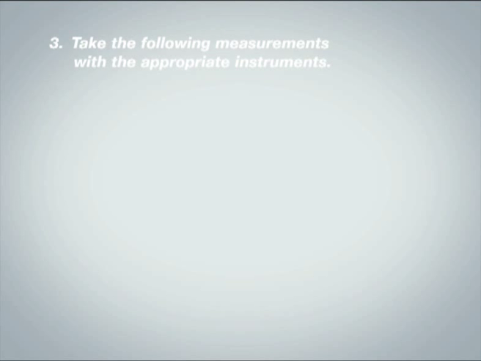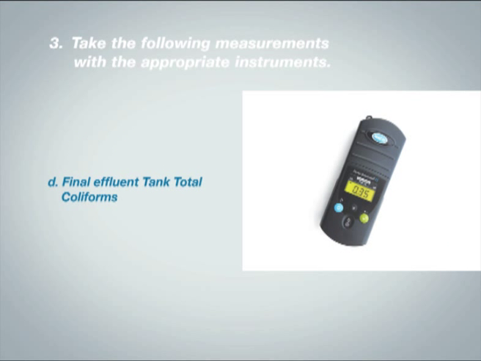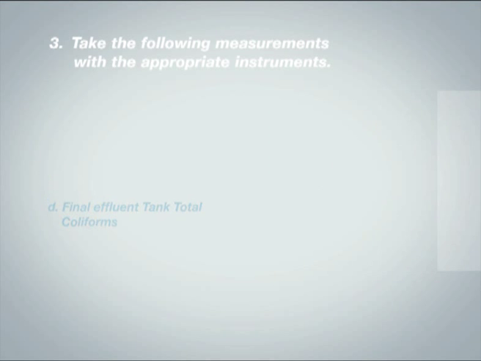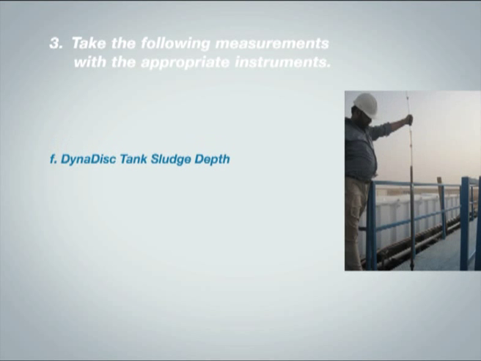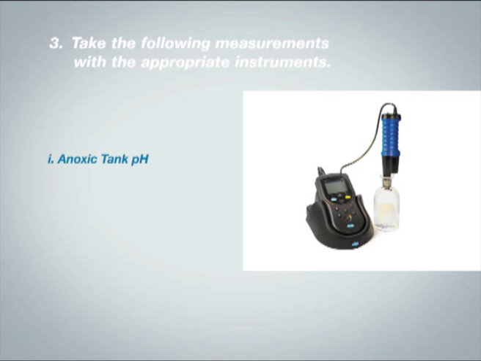3. Take the following measurements with the appropriate instruments. A. Final effluent tank turbidity. B. Dynadisc tank turbidity. C. Clarifier turbidity. D. Final effluent tank total coliforms. E. Final effluent tank residual chlorine. F. Dynadisc tank sludge depth. G. Clarifier sludge depth. H. Anoxic tank MLSS.